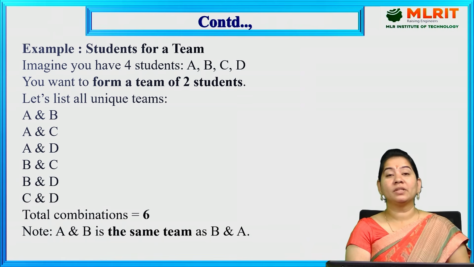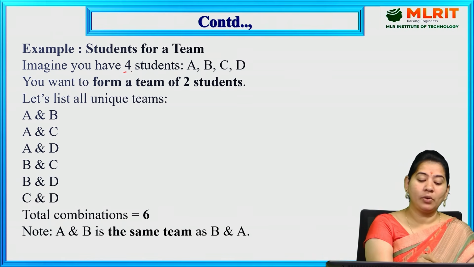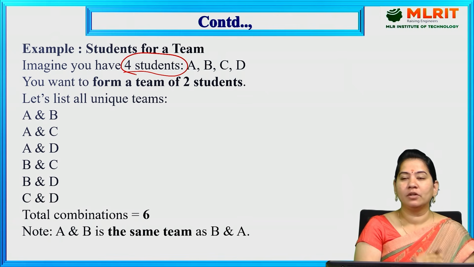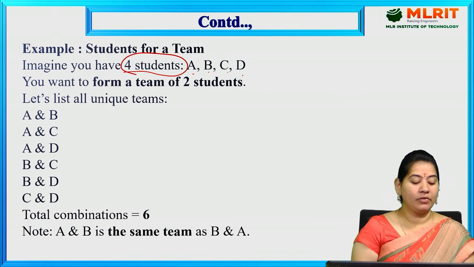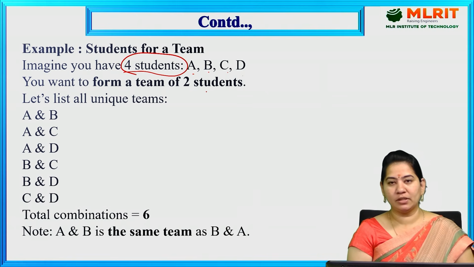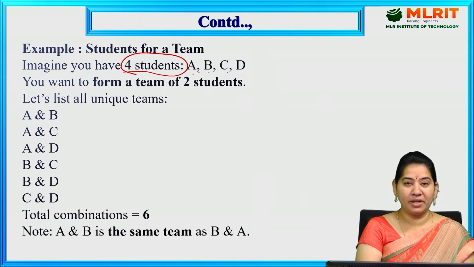So let us suppose we are taking one example: students for a team. Imagine you have 4 students. Those are A, B, C, D. Now you want to form a team of 2 students. Then how many possible combinations do we have here?